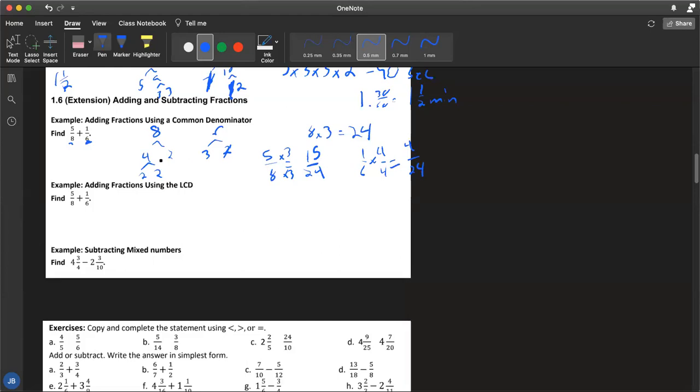And then we just have to add them, ending up getting 15 over 24 plus 4 over 24, which is 19 over 24. Does that look good for everybody? Does that make sense? Any questions?